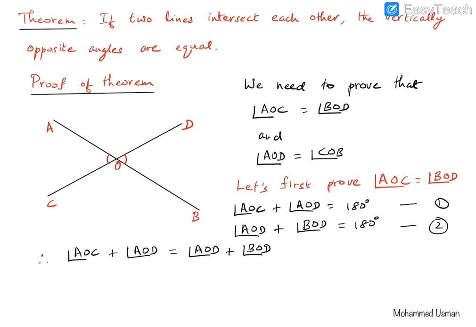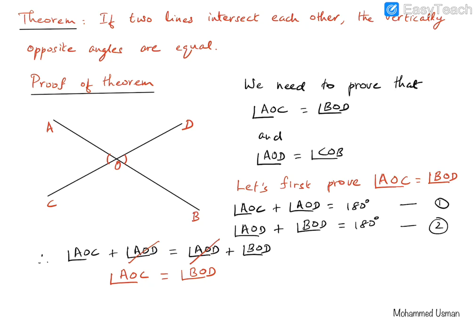So now what we can do is cancel out the common terms on either side of the equation. We have angle AOD on both sides, so we will cancel out this angle AOD on both sides. We are left with this expression which says angle AOC equals angle BOD, which is what we set out to prove in the first place.